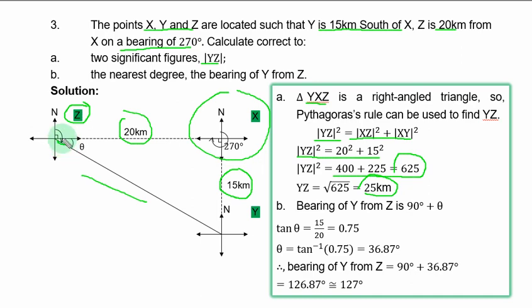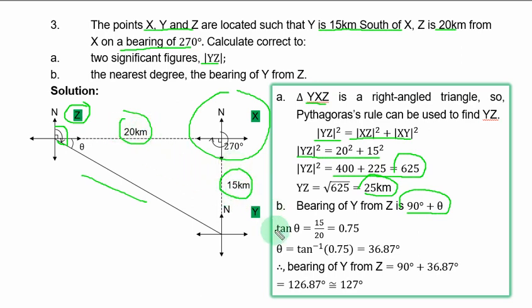So we are interested in the whole of this angle. Already the first quadrant there is 90, so you just need theta. When you add both, you get the bearing of Y from Z. So the bearing of Y from Z is 90 degrees plus theta. Already the triangle there is a right angle triangle, so we can get theta by using tangent, because you have 15 as opposite and 20 as adjacent.